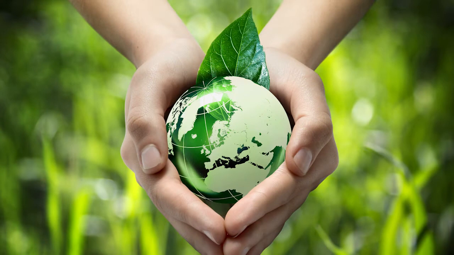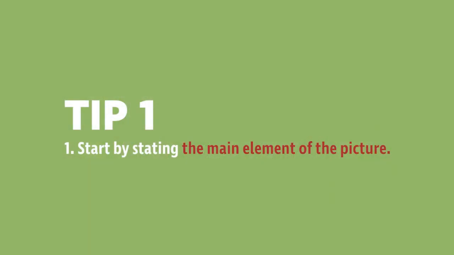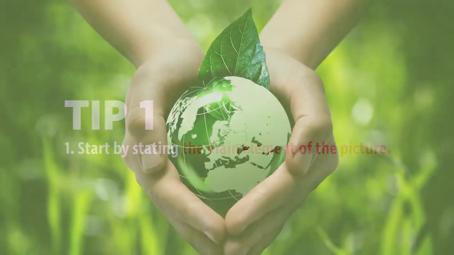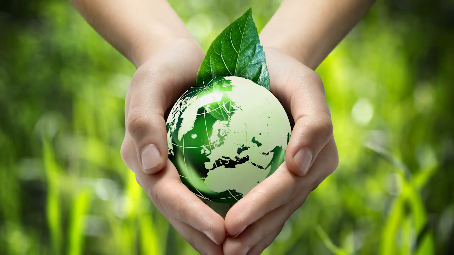Okay, so let's start. Tip number 1. Start by stating the main element of the picture. So what does this picture focus on? What can you see in the foreground? For example, in this picture, you can see 2 hands holding a ball.